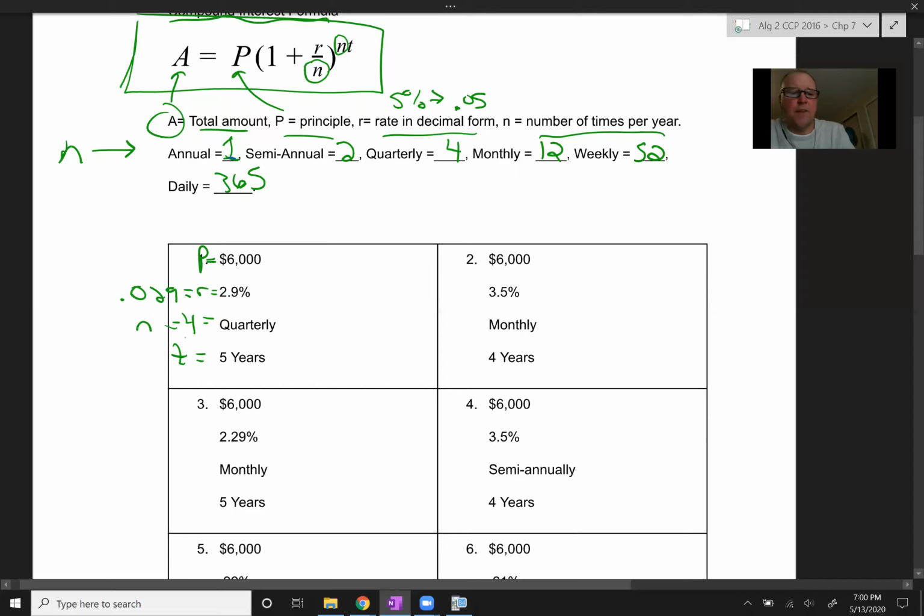Ready? Let's put them in. So 6,000, parentheses, 1 plus the rate, 0.029, divided by the quarterly, which is 4. Notice now my exponent is 4 times 5. So that's one thing you're going to do right away: make it the 20th power. Order of operations is very important here. First we divide, and then I'm going to add 1. I'm going to hit the equal sign, then caret on my calculator because I want this to the 20th power, and then multiply by 6,000.